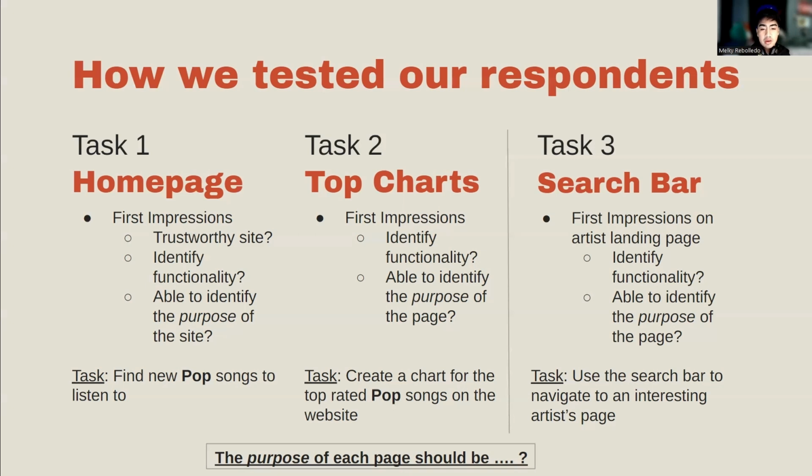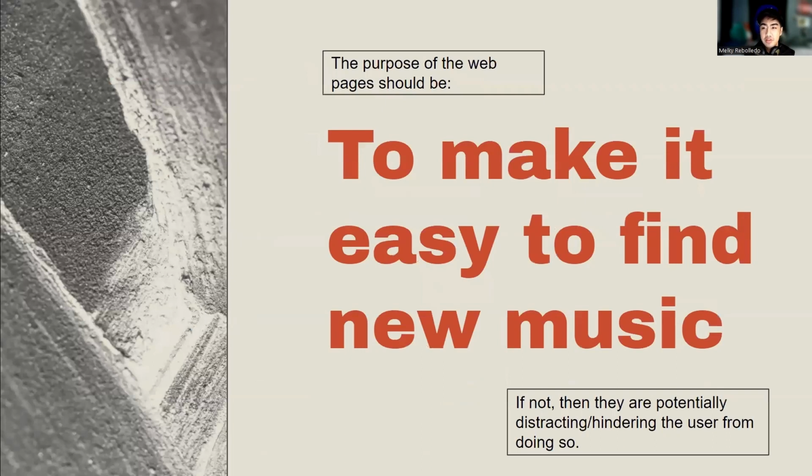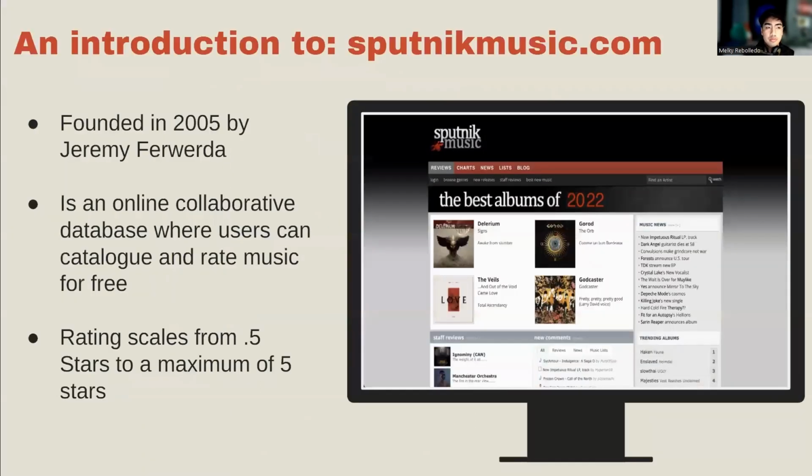So the common theme here was to gauge whether or not the user was able to identify the purpose of the page. And this is important because the purpose of each page should be to make it easy to find new music. After all, this is the goal of the music discovery websites, and if they aren't doing so, then they are potentially distracting and hindering the user from finding new music, which is counterproductive to the goal.